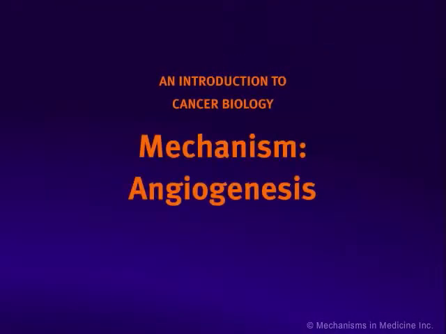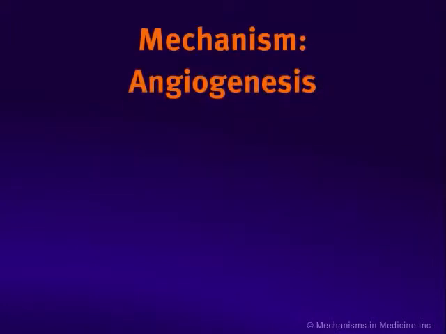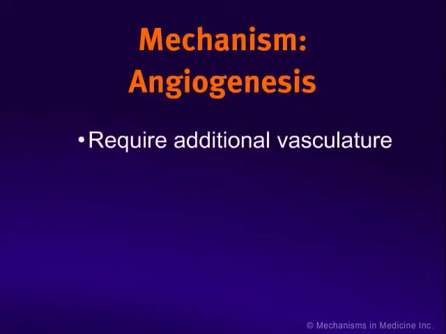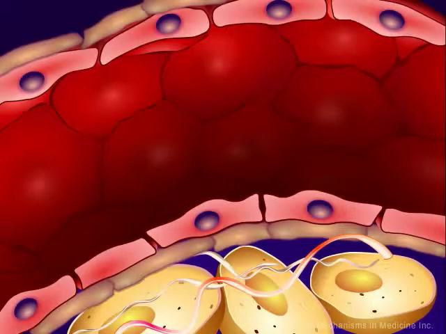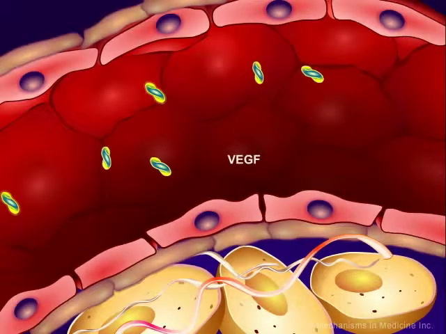As the tumor grows, it will eventually reach a size where it will need additional vasculature to sustain continued growth. To achieve this, the tumor cells excrete certain proteins to stimulate blood vessel growth into and around the tumor, a process called angiogenesis. One of the major pathways involved in angiogenesis involves vascular endothelial growth factor, or VEGF, and its family of receptors.